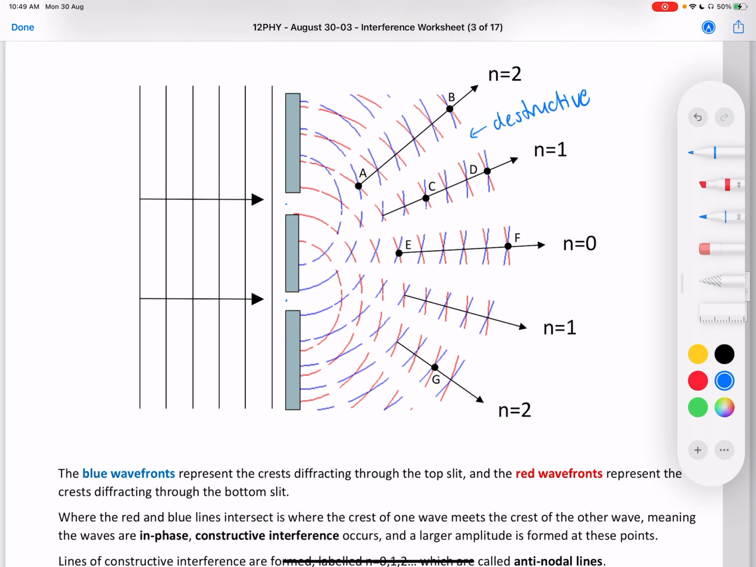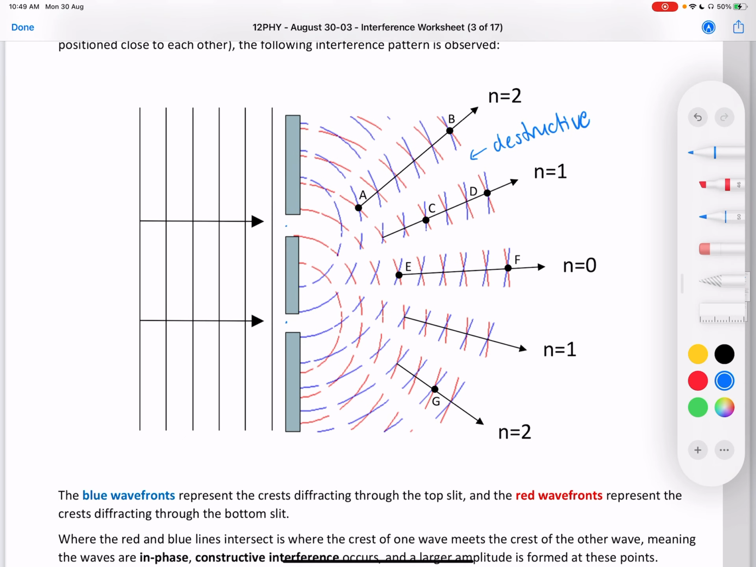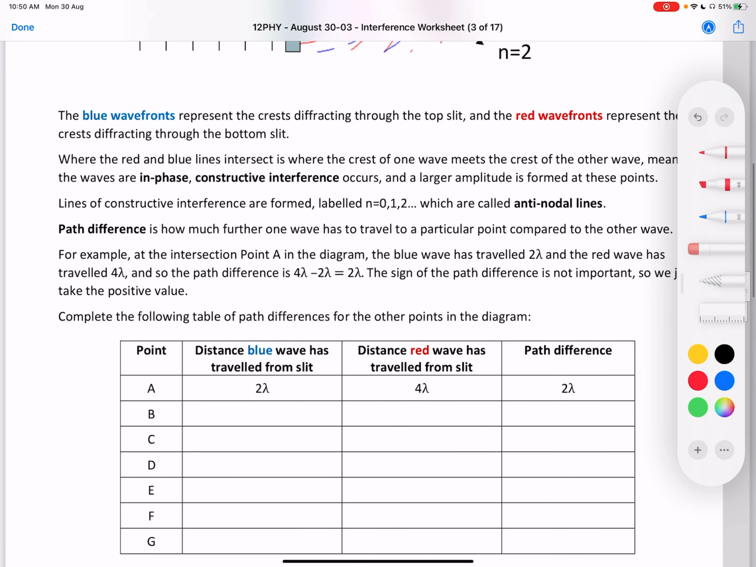So, blue wave, we're counting from the middle out to the blue wave. We've got one whole wavelength, two whole wavelengths. And for the red wave, I'm going to count from the other side: 1, 2, 3, and 4. That's where our 2 and our 4 come from. And the path difference is simply the difference between those two numbers. This one over here is 4 minus 2 equals 2 wavelengths.